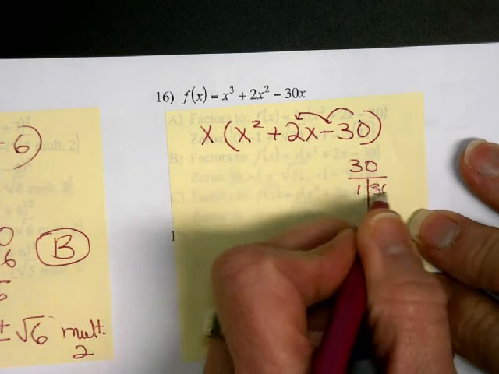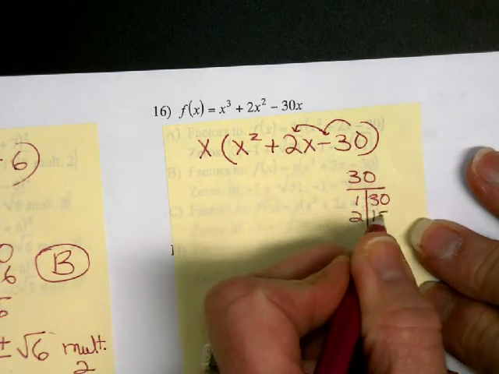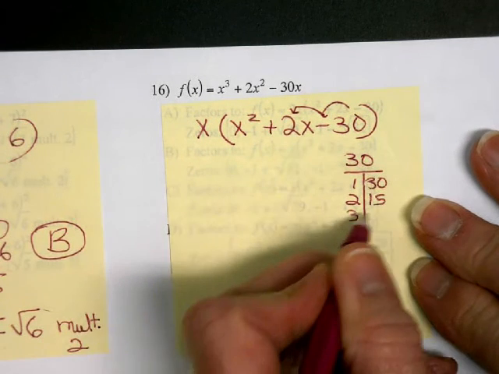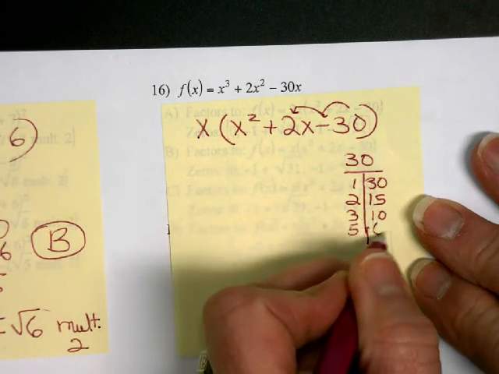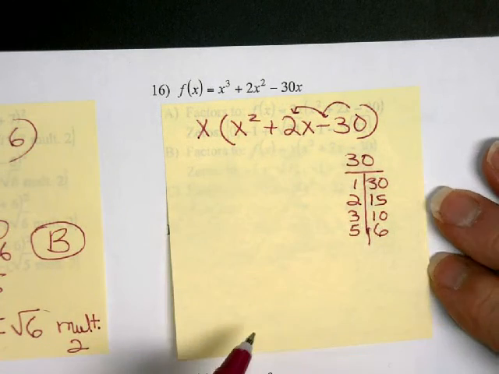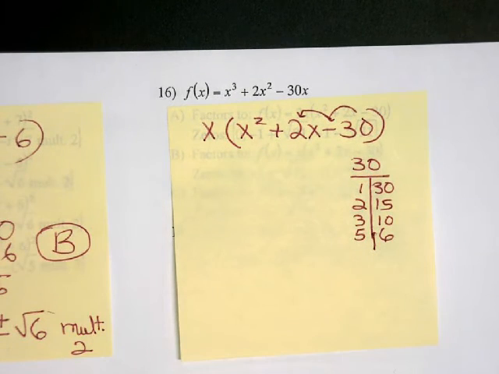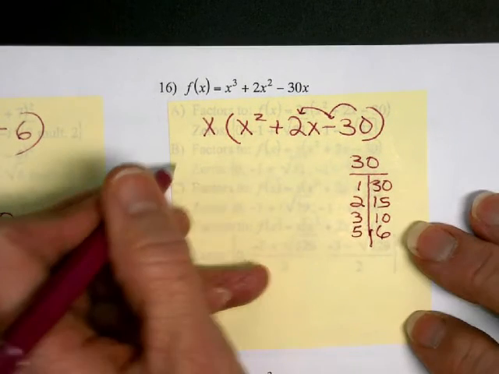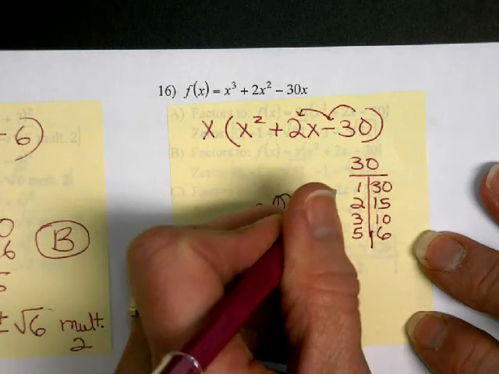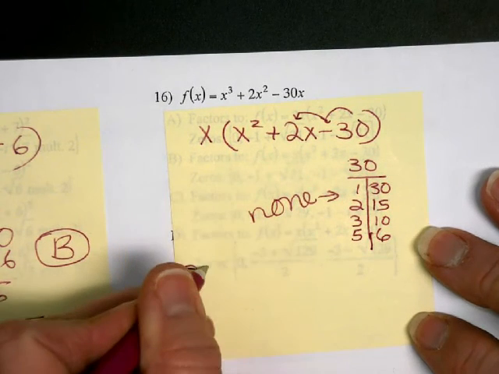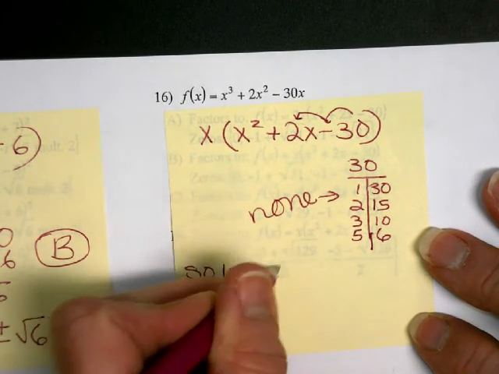You ask yourself, are there factors of 30 when subtracted give you 2? I just spilled the beans. There isn't. But let's look. 1 and 30, 2 and 15, 3 and 10, 4 doesn't go, 5 and 6. That's a difference of 1. And that's all. So I have to use the quadratic formula.